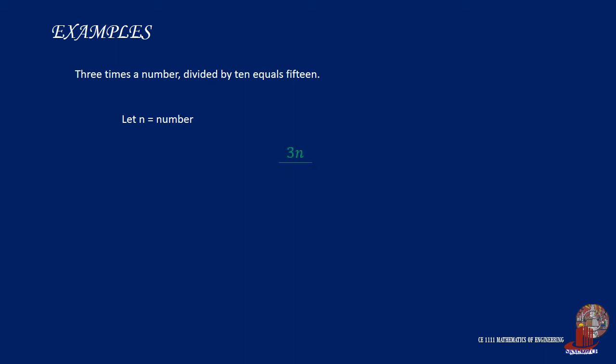Let's translate some examples such as the following. 3 times a number divided by 10 equals 15. If we let n be the variable denoting the number, 3 times a number is taken as 3n, then divided by 10 equals 15.